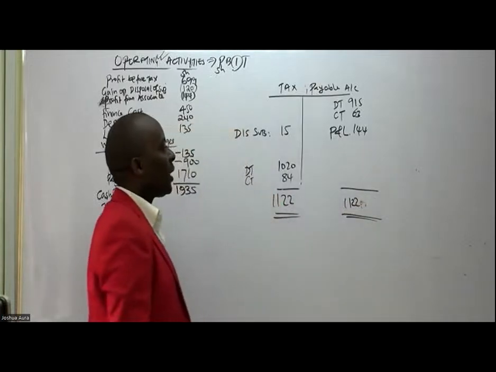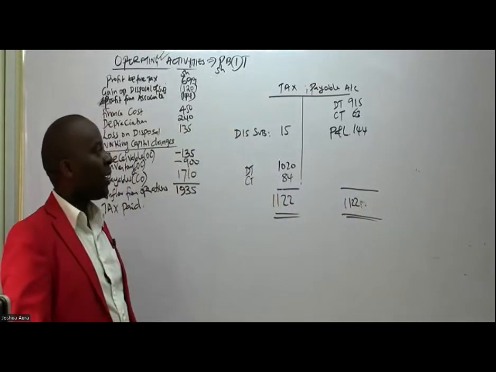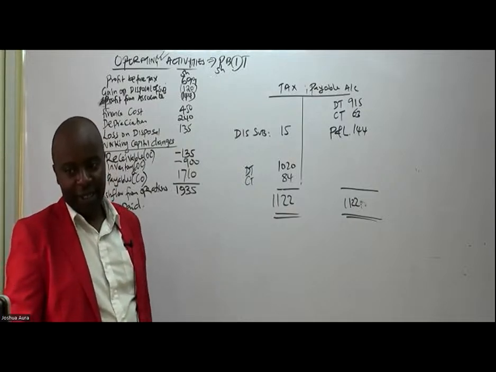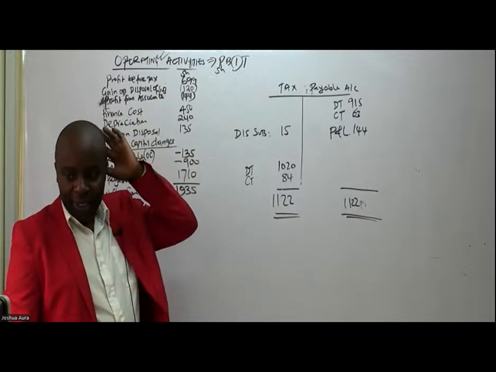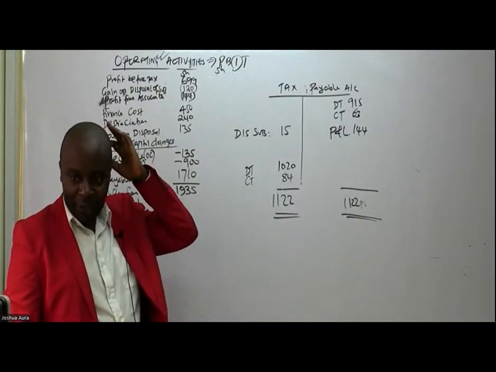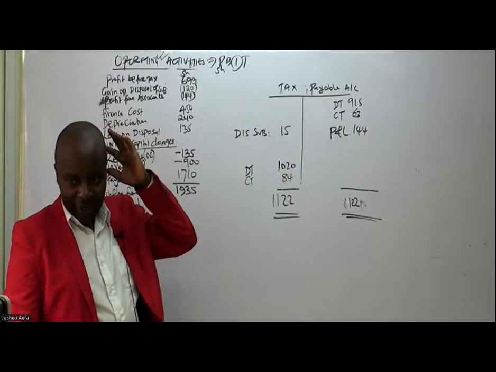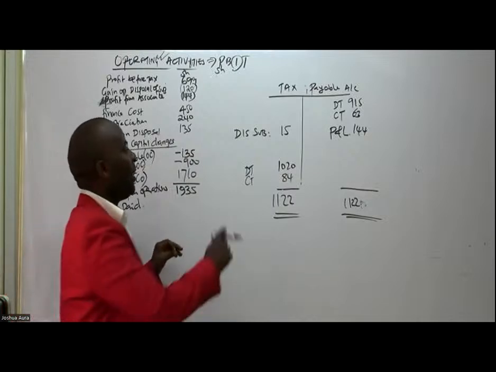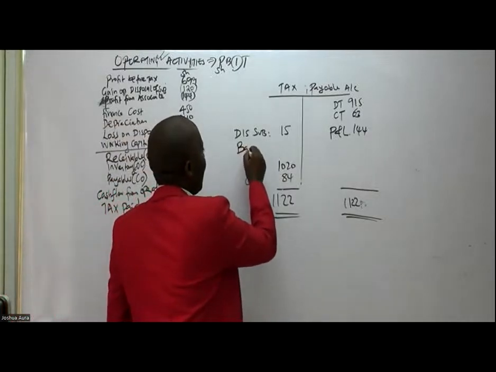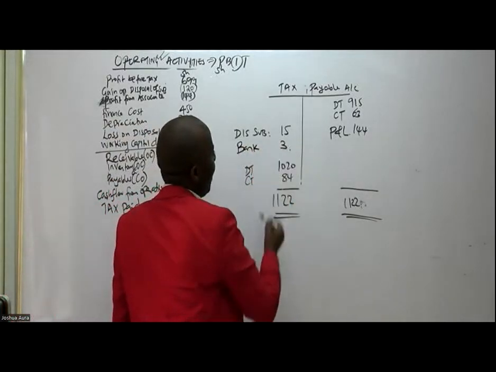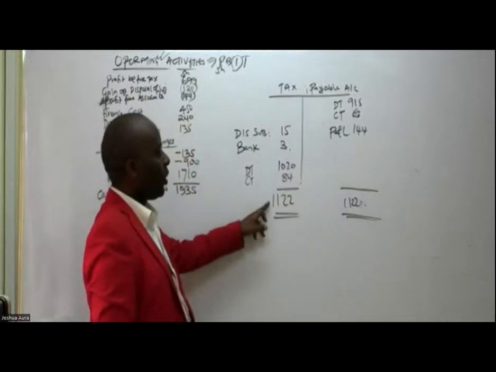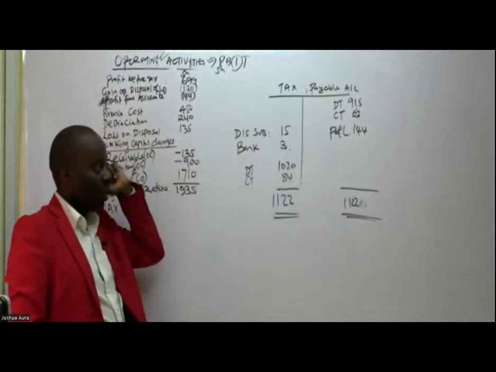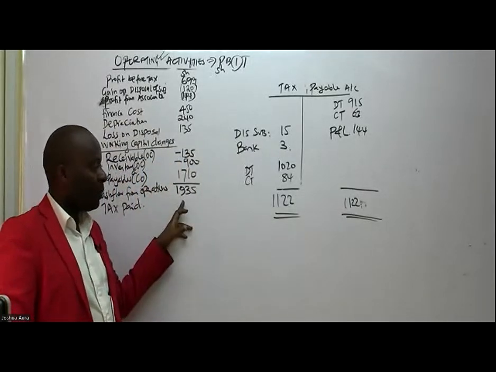1122, meaning that, is it debit or credit? Which side is bigger? Credit. So we have a balancing figure here, bank. Bank will be 3 because we'll take 1122, 84, 1020, and then we have 15. I can see my students telling me that this figure may not be correct.